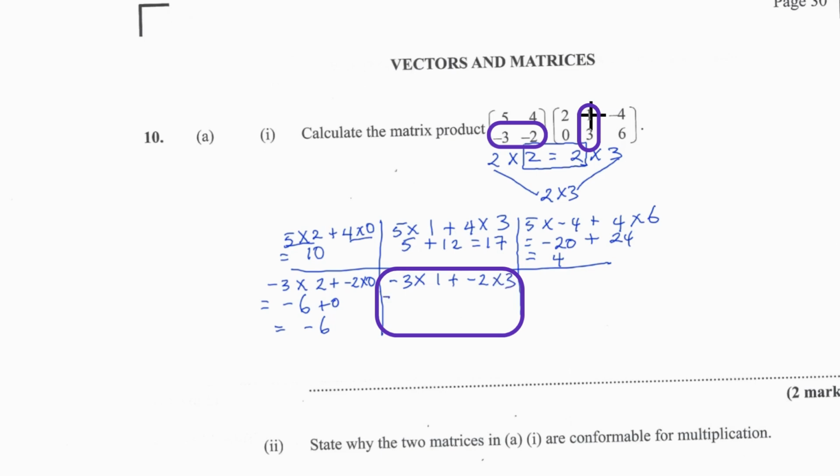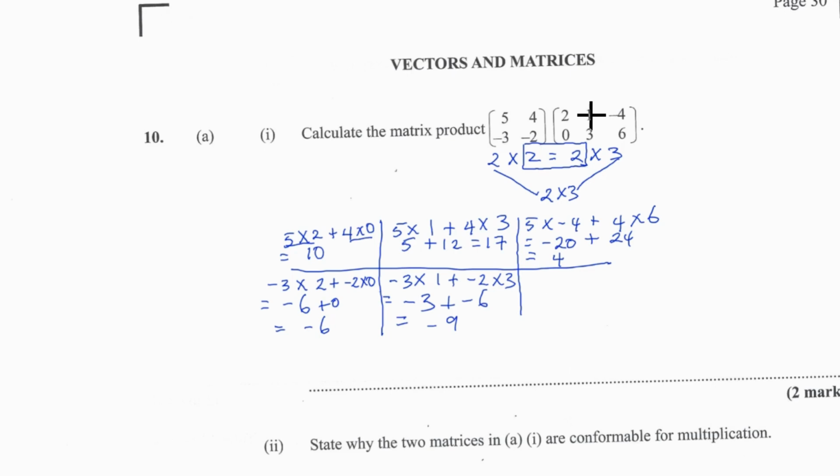And that gives me minus 3 by 1 is minus 3, because we're using BODMAS, so we have to do the multiplication first before the addition. And plus minus 2 by 3 is minus 6. So minus 3 plus minus 6 is equal to minus 9.